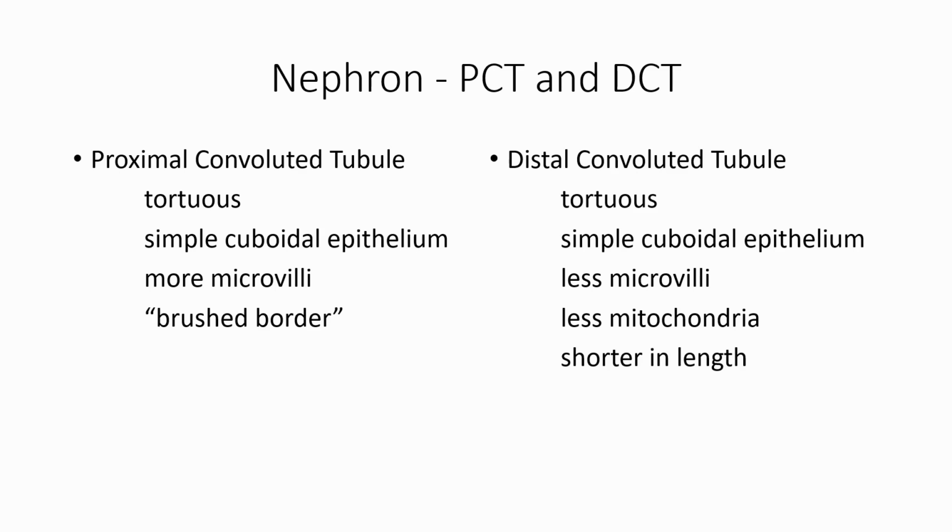We get to the proximal and distal convoluted tubules. Again, they're called convoluted because they're twisty. That's what tortuous means. Not tortuous like torture, but tortuous like they twist and turn, right? So they're convoluted because they do all these sorts of twists and turns. They're both made of simple cuboidal epithelium, but they have some differences. With the proximal convoluted tubule, we have more microvilli and a brush border appearance, whereas in the distal convoluted tubule, there are fewer microvilli, less mitochondria, and it's shorter in length in comparison.